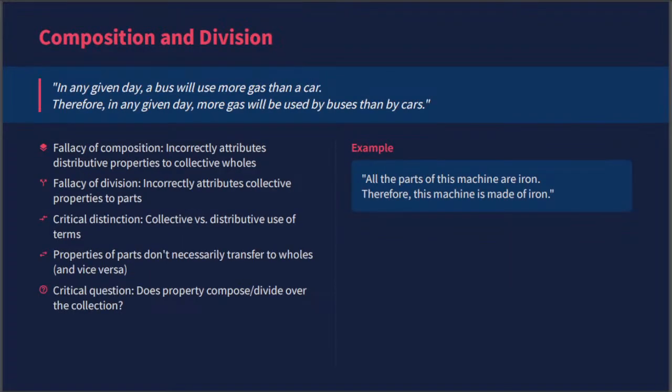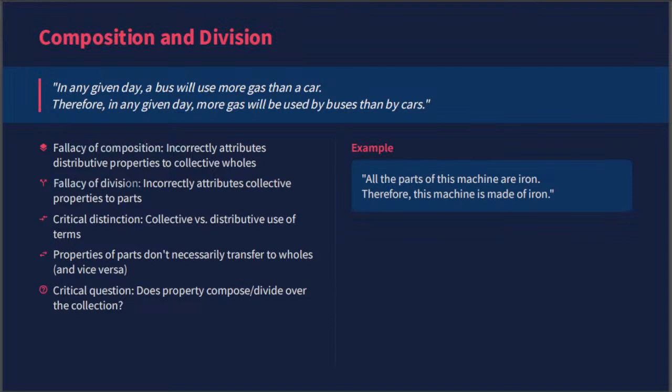Now we're on to composition and division. In any given day, a bus will use more gas than a car. Therefore, in any given day, more gas will be used by buses than by cars. It's a fallacy of composition. It incorrectly attributes distributive properties to collective wholes, because we don't know the ratio of cars to buses and if it's more significant than the amount being used. So it's a fallacy of composition.